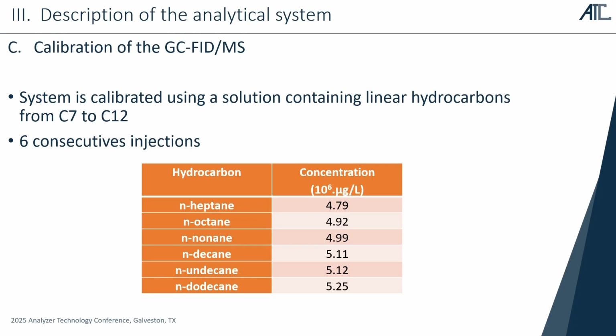Then we calibrate the GC-MS on a few alkanes in this case. We use a liquid mixture of linear hydrocarbons from C7 to C12 here, where we can see the concentration in micrograms per liter, around 5 for most of the compounds. And in order to qualify the instrument, we do 6 consecutive injections of the same liquid standard.